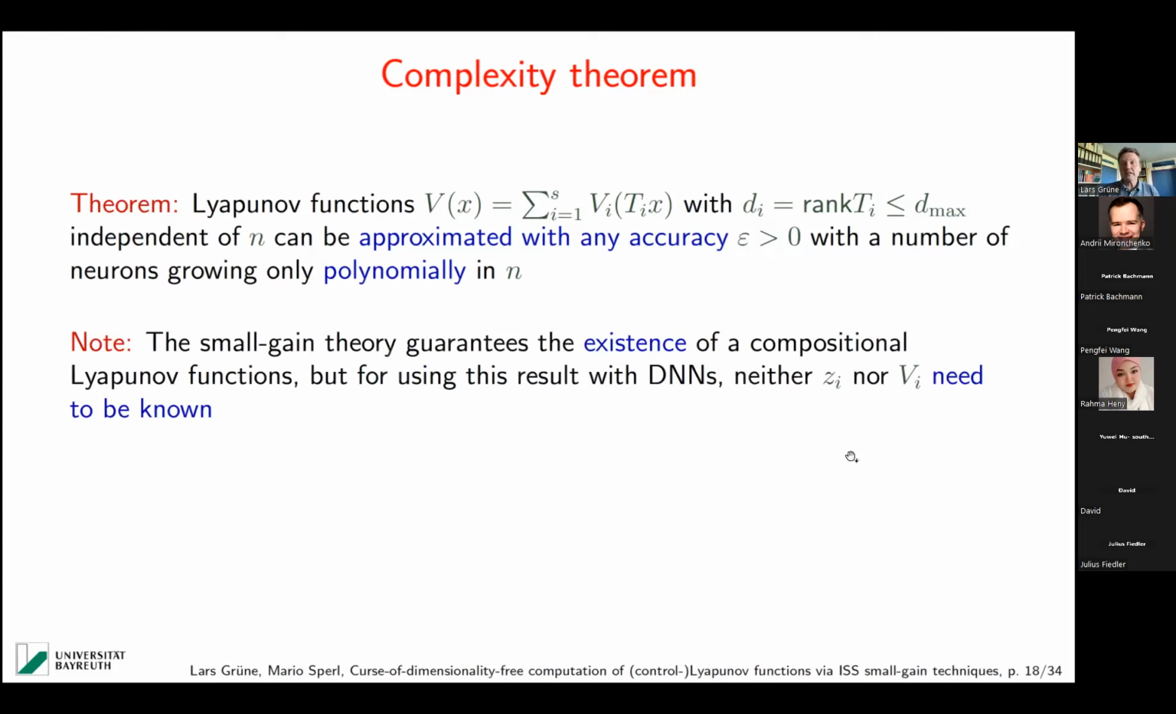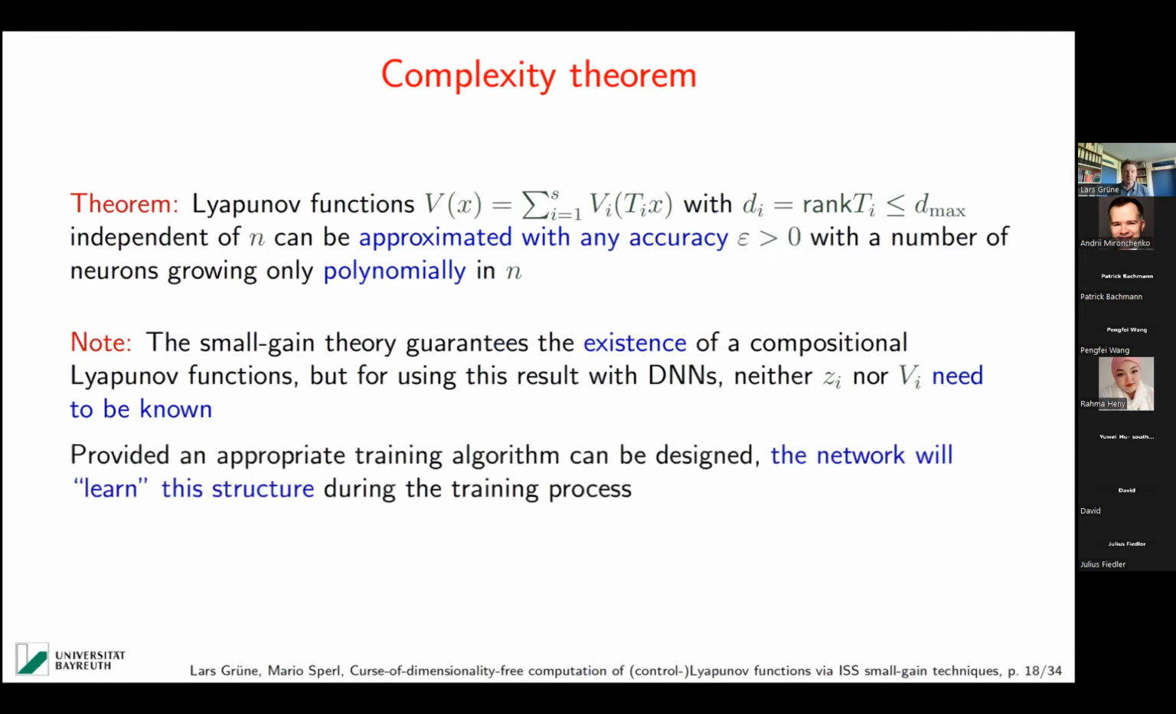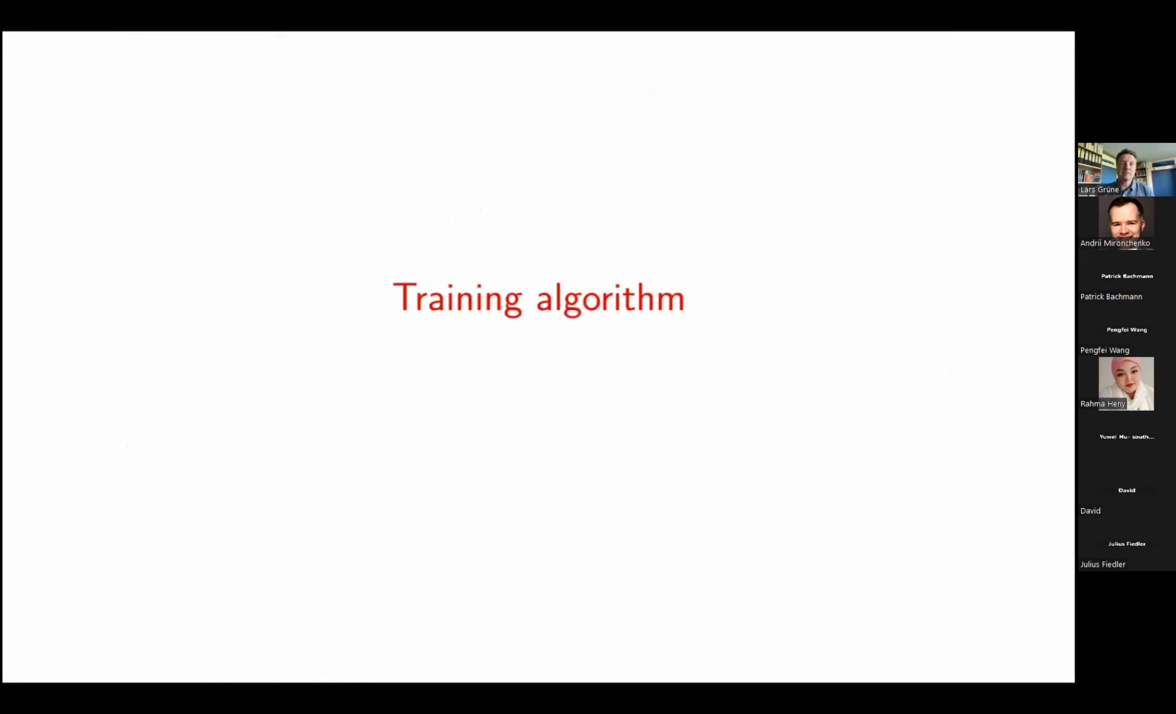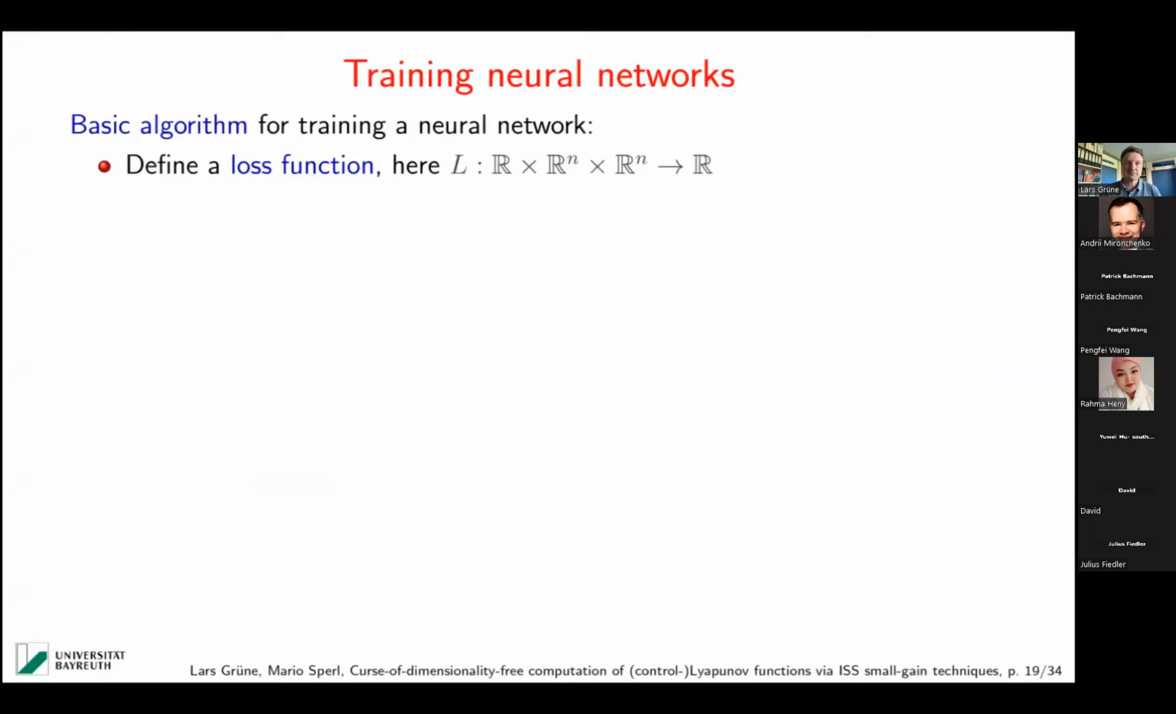But we neither need to know how to split up the system, nor do we need to know the VI. This is all learned or trained, or computed by the neural network. Well, actually by the training process of the neural network. So, if we can really provide an appropriate training algorithm, then this should work. And this is now the next part: how do we train the neural network to really compute Lyapunov functions?